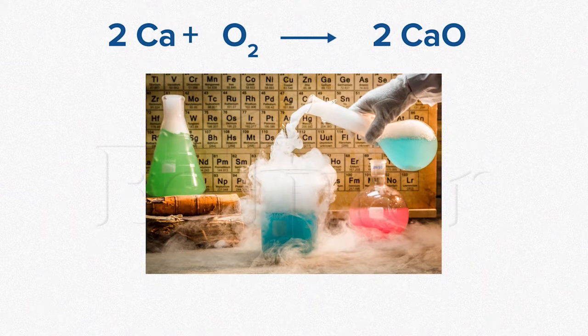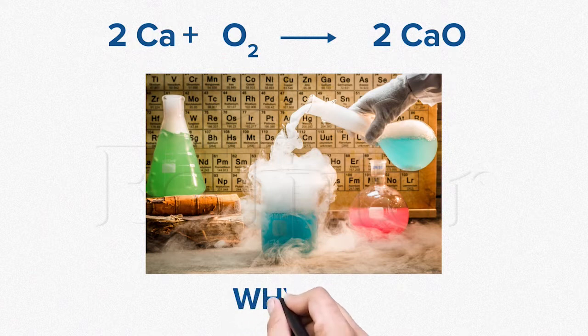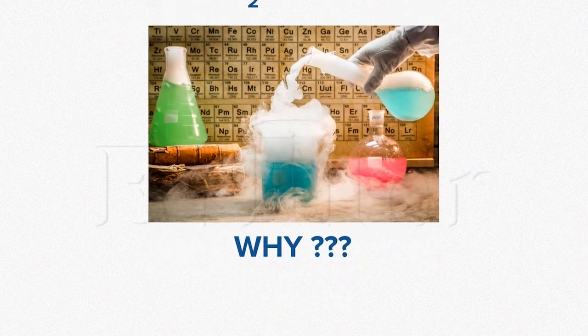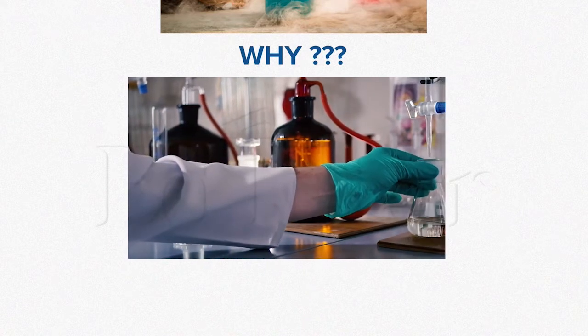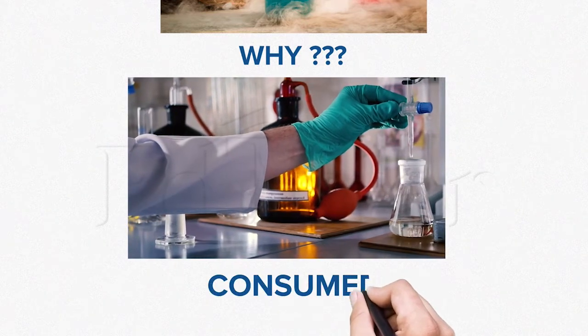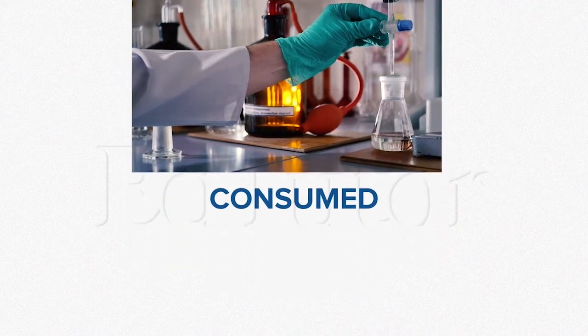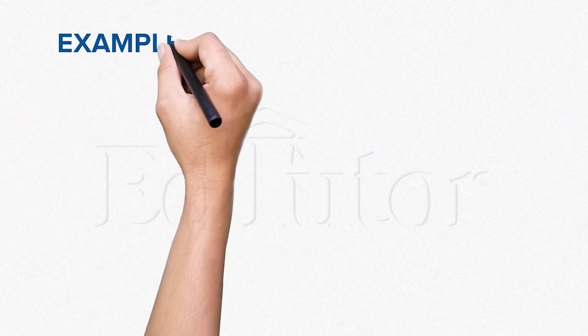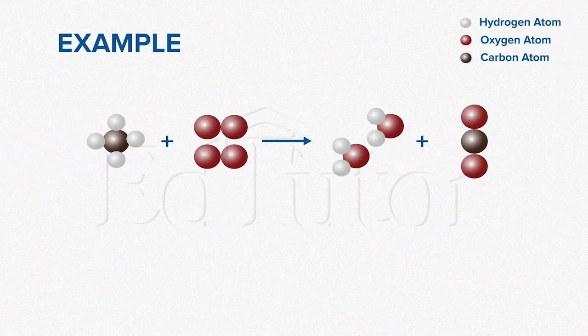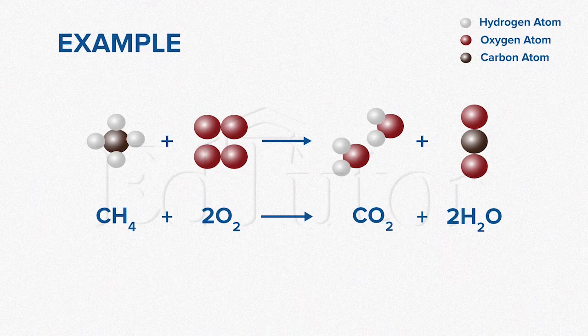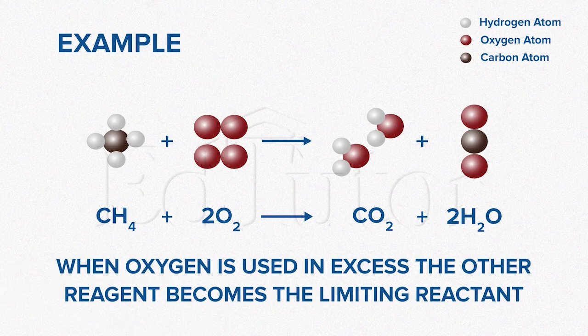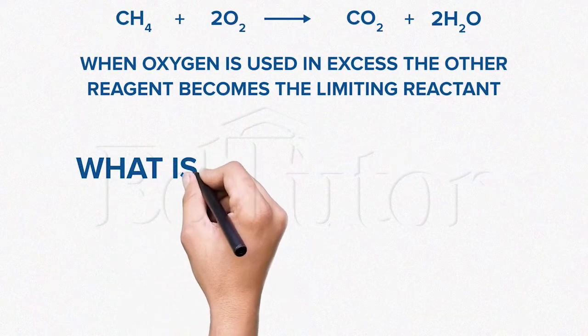Now, hold on right here. I know you must be wondering, why is that done? This is done to ensure that all the other expensive reactants are completely consumed and so that the reactions occur faster. For example, we know that when you are using large amounts of oxygen, it makes things burn more rapidly. When we use an excess of it, the other reactant will be consumed earlier, so the reaction will be completed quickly. Makes sense, doesn't it?